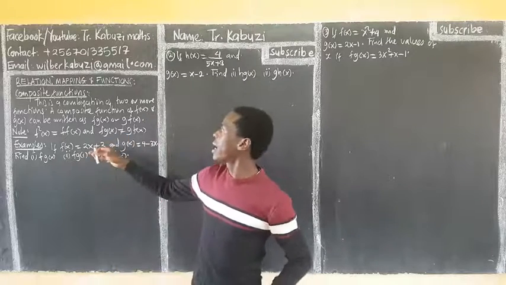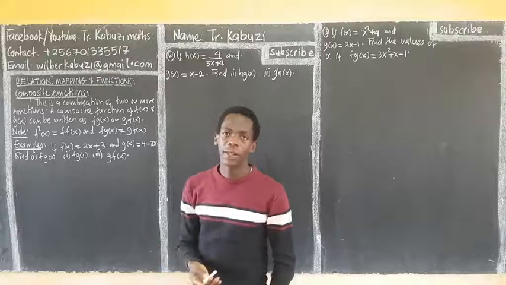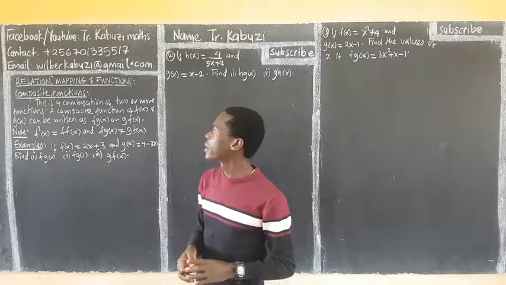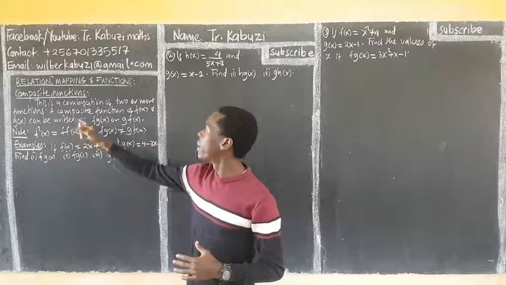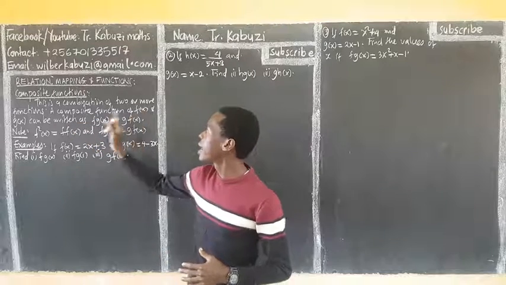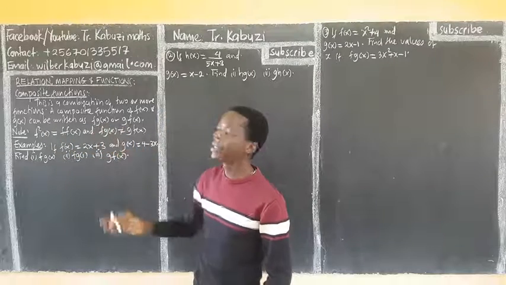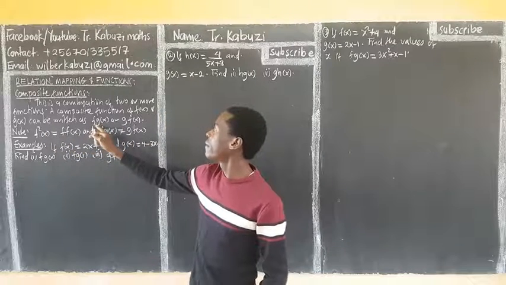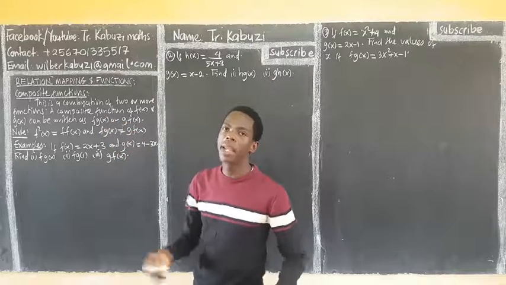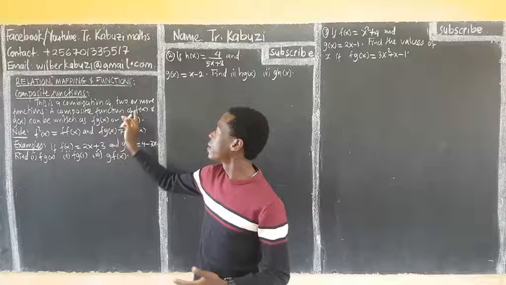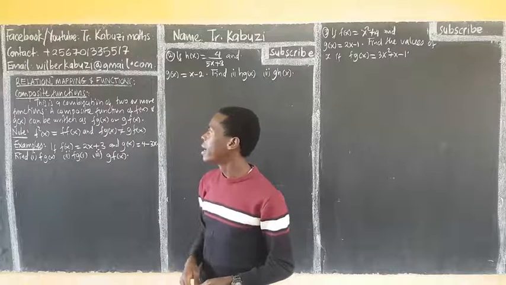So, some examples are here. Let us go through the definition first. A composite function is a combination of two or more functions, full stop. A composite function of f of x and g of x can be written as this or this. Either write it as f of g of x or g of f of x, depending on the composite you are finding. If you are starting with f, you get this. If you are starting with g, you get this.